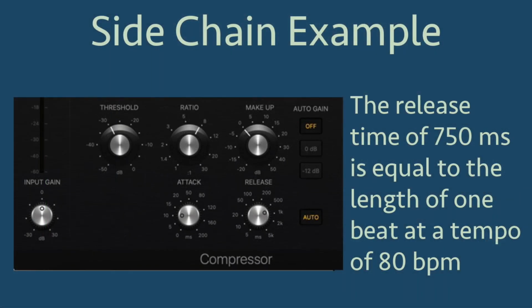The tempo is set to 80 beats per minute, with the kick drum being played on each beat. This means there is one kick drum sounding every 0.75 seconds, or 750 milliseconds. I have set the release time to 750 milliseconds, and this gives a pulsing rhythm to the synthesizer that is in tempo with the song, where the volume dips dramatically and then fades back in before the next beat.